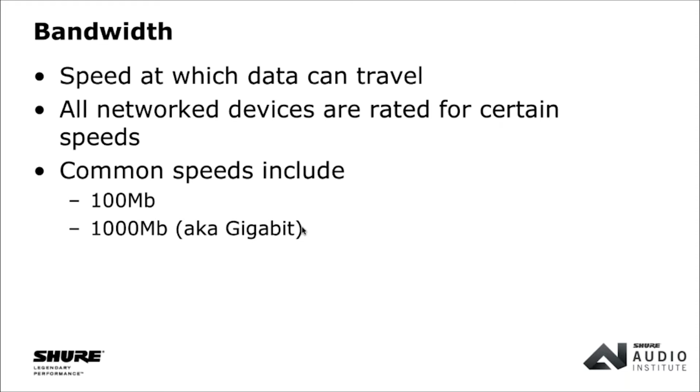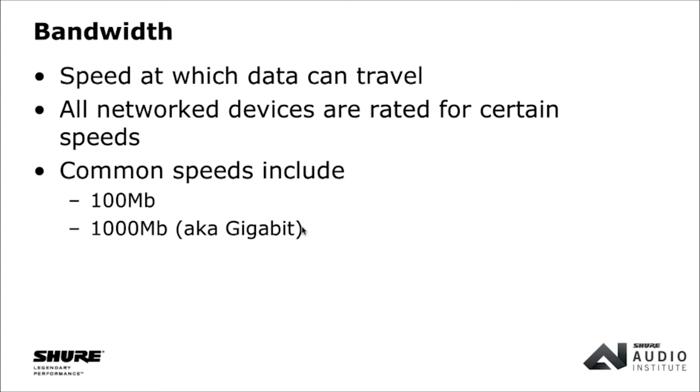All of this network hardware, of course, has bandwidth associated with it. You think of bandwidth as a pipe, and a pipe is only so big, and you need a pipe that's big enough to fit enough information or data or bits, or whatever it is that you're trying to get there. So it refers to the speed at which the data can travel. And again, all network devices have a certain rating associated with them. The most common you see today are either a 100 megabit network or a 1,000 megabit, or gigabit, network.